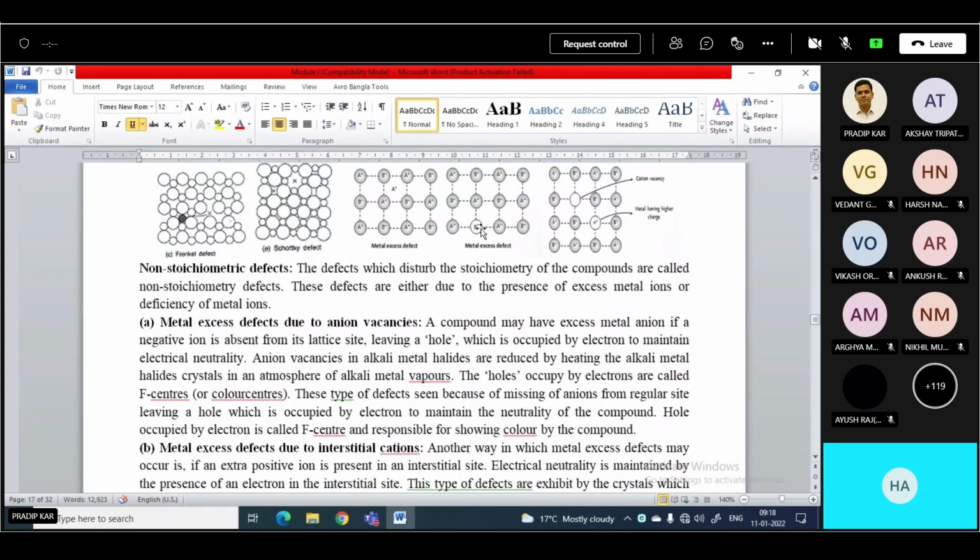Metal excess defects due to anion vacancies. Anion is absent. If we see this crystal structure, A plus B minus, A plus B minus, this arrangement, B minus A plus, this arrangement, so here A plus B minus, B minus is missing, but to maintain the neutrality of the lattice, instead of the anion, the electron is present here.